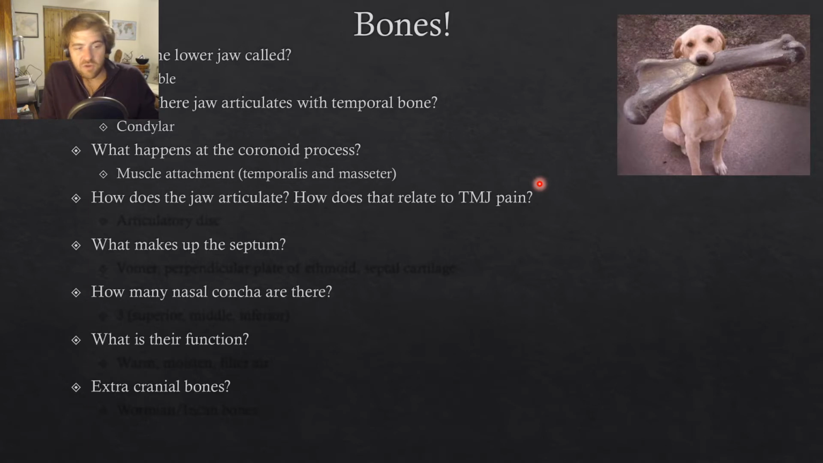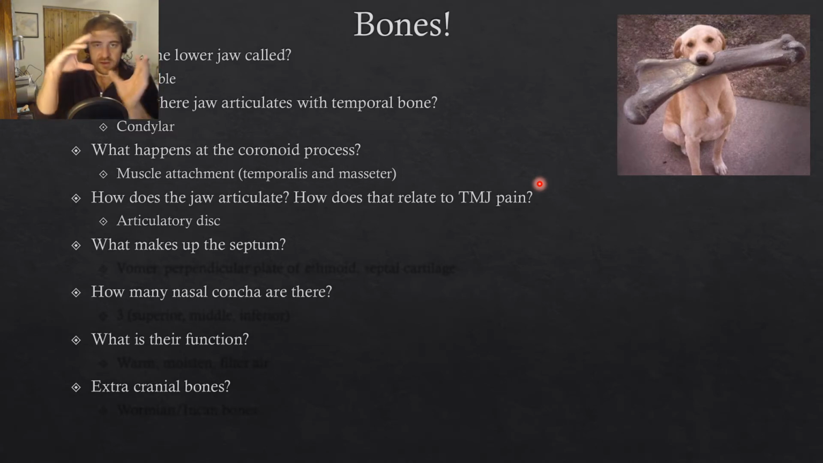Okay, so how does the jaw articulate, and how does that relate to TMJ pain? Well, first of all, what does TMJ stand for? Temporomandibular joint, right? And so that's what we're talking about with the condylar process. That's the temporomandibular joint. So the jaw articulates with an articulatory disc, which helps the condylar process move easily against the temporal bone.